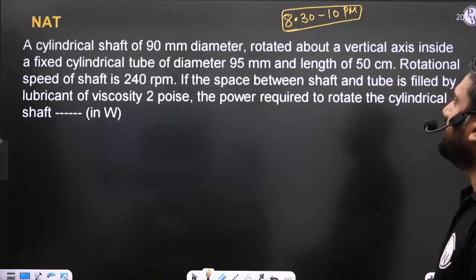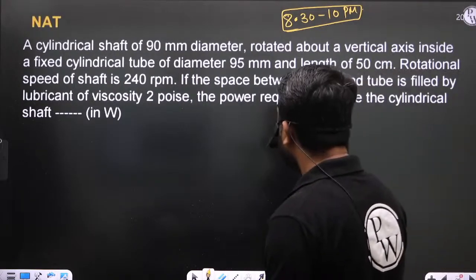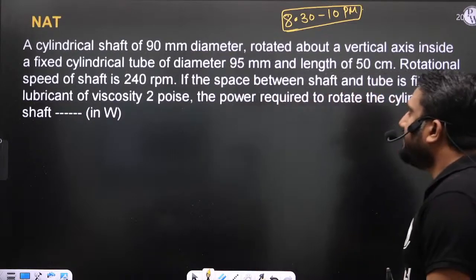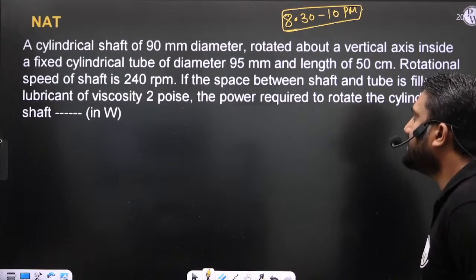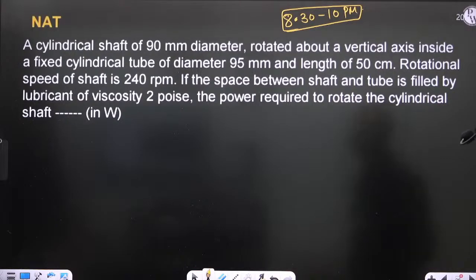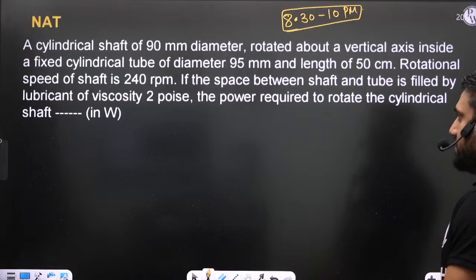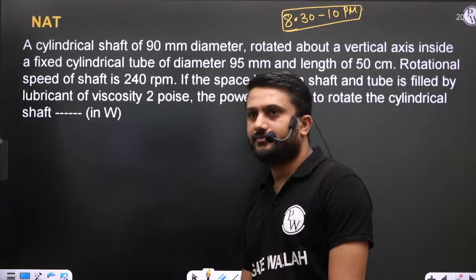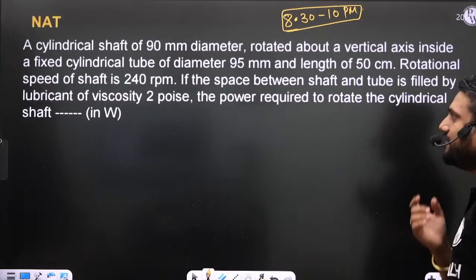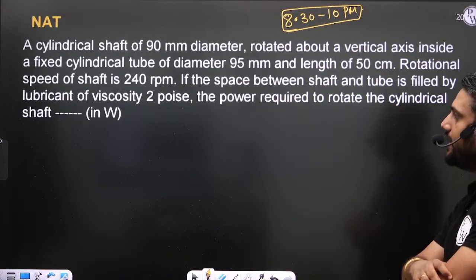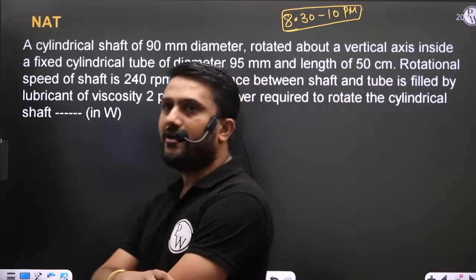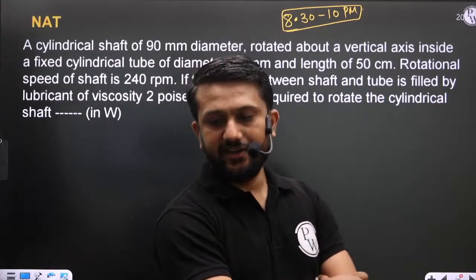In this problem there is a cylindrical shaft with diameter 90 millimeter, rotated about a vertical axis inside a fixed cylindrical tube of diameter 95 millimeter and length 50 centimeter. The rotational speed of the shaft is 240 rpm. If the space between the shaft and tube is filled by a lubricant having viscosity 2 poise, then what is the power required to rotate the cylindrical shaft in watt?